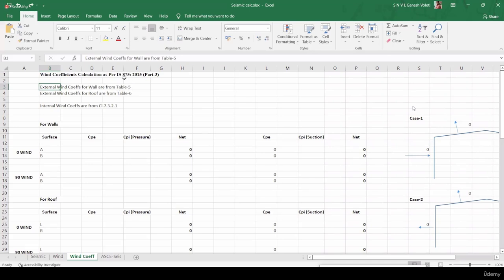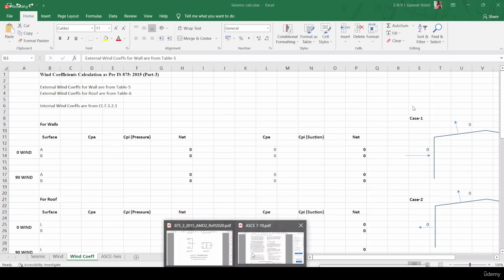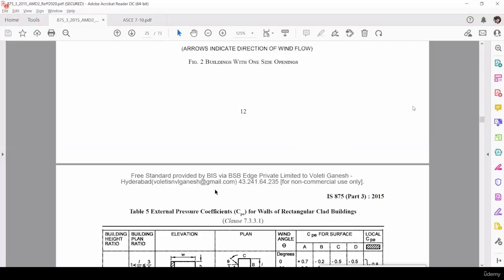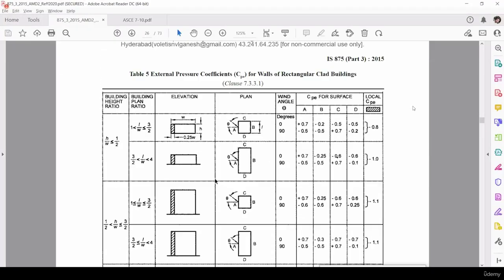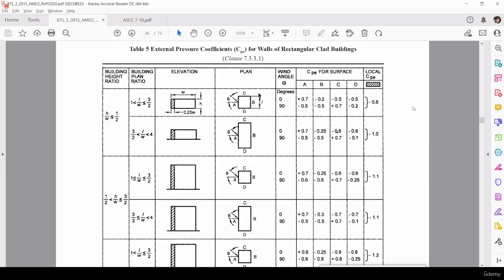This is located in table number 5 of IS 875 Part 3. So let's go to IS 875 Part 3, table number 5. Here you can see table number 5, external pressure coefficients for walls of rectangular clad buildings. There are several cases you can see here. So what are these several cases?